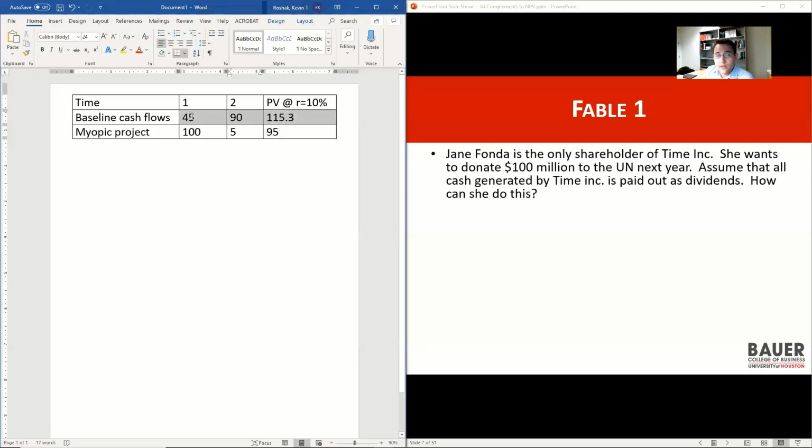You're keeping the value of the company at 115, but you're still allowing your investor to have the cash flows that she needs. Okay, this is much better for Jane Fonda than the myopic project, right? With the myopic project, you give her the $100 at time 1, and she only gets 5 at time 2. Whereas if you were able to sell equity at time 1, you could still give your investor 30 at time 2. Okay. So what are some other ways you could do this?